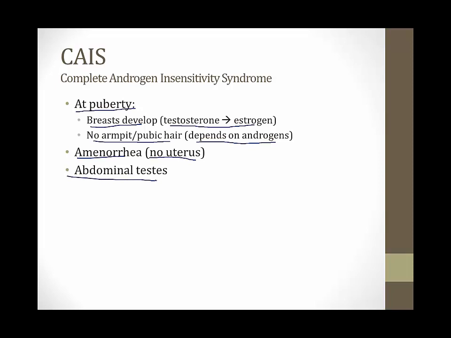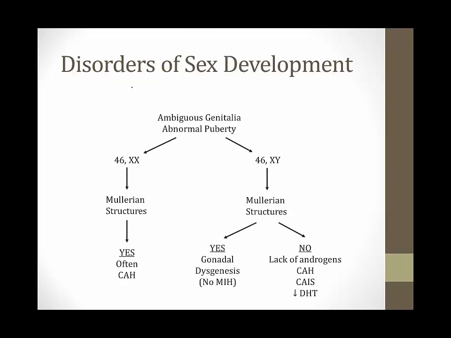Another way this disorder is sometimes diagnosed is in a child who appears to be a girl who develops an inguinal mass, and when that mass is biopsied, it's determined that the mass is testes, and those are undescended because the child has the androgen insensitivity syndrome.